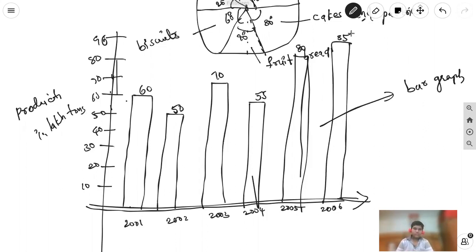Using the graph, on the y-axis 1 unit is equal to 10 lakh tons. On the x-axis, 1 unit is equal to 1 year. We can take it in that way. The scale we can also write in the graph.